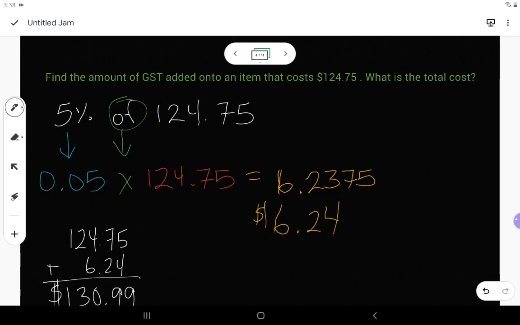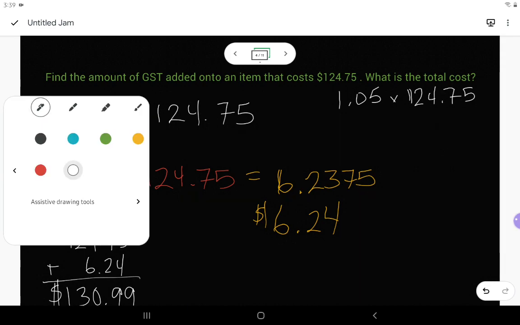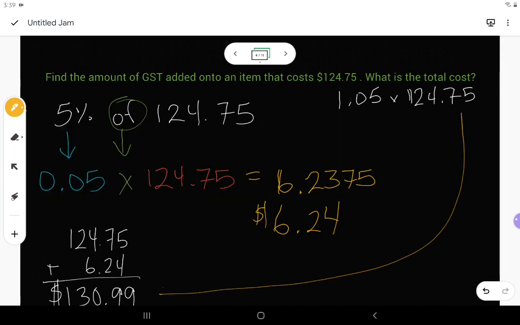Now, an equivalent way of doing this same question is I could have gone 1.05 times 124.75, where I simply have the 1 in front because the 1 keeps my original price at 100%. The 0.05 adds on 5% tax for me, and if you multiply those two things together, you are still going to find that you get this same answer when rounded.